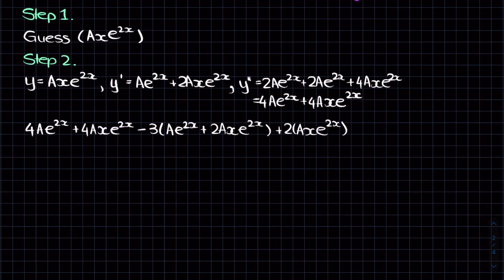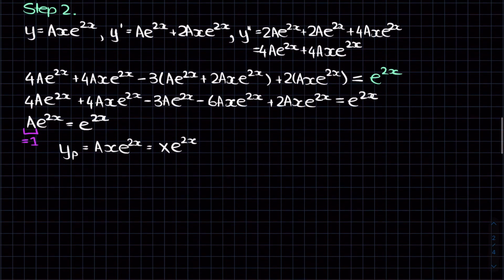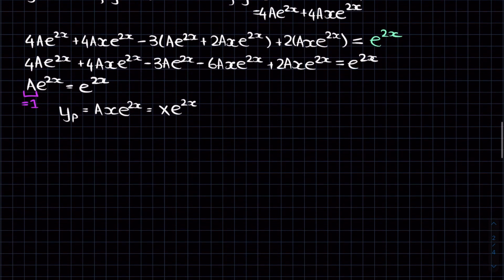Plugging these into our ODE and simplifying, we get a e to the 2x equals e to the 2x. Matching coefficients on the left with those on the right, we can see that a must equal 1. So plugging in a equals 1 into our guess function, we get y sub p equals x e to the 2x. Now we just need to solve the homogeneous part of our ODE to find y sub h, and then we can add y sub h plus y sub p together to get our final solution.